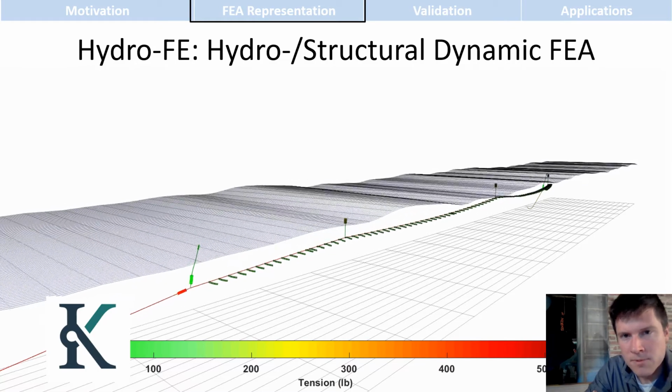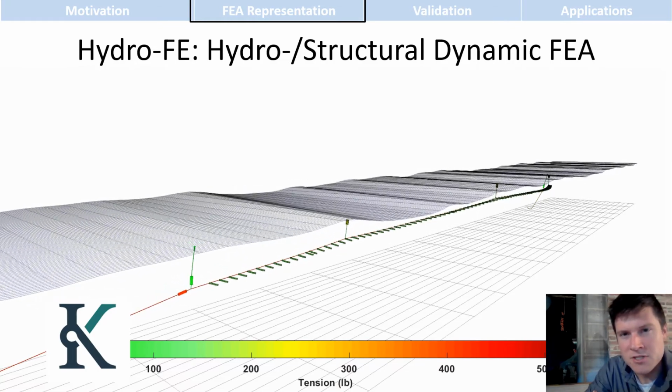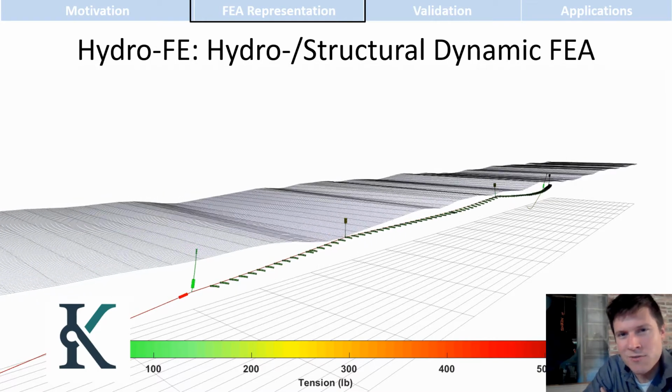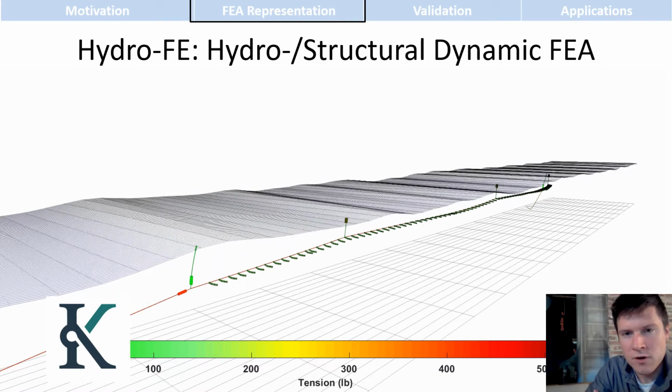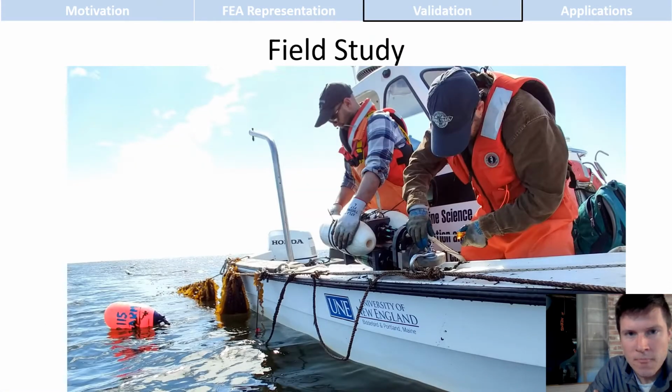With this model in place, the biggest question for us as engineers was, does the tool give valid answers that we can use to design robust offshore farms? So we deployed a farm at the University of New England's site in Saco Bay, Maine, on the USA's northeast coast. This site is fully exposed to the Atlantic Ocean.